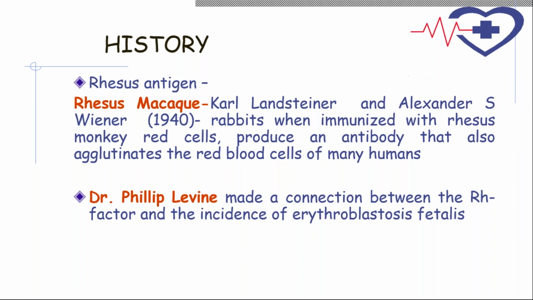Coming to history of RH antigen, three scientists, Rhesus, Karl Landsteiner, and Wiener, in 1940 did research on RH antigen, and what they found is that rabbits, when immunized with RH monkey red cells, produce an antibody that also agglutinates the red blood cells of many humans. Then Dr. Philip made a connection between RH factor and the incidence of erythroblastosis fetalis.